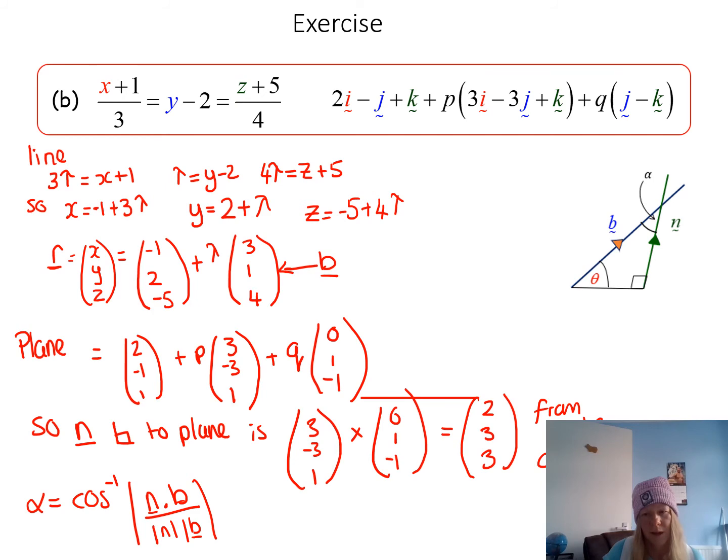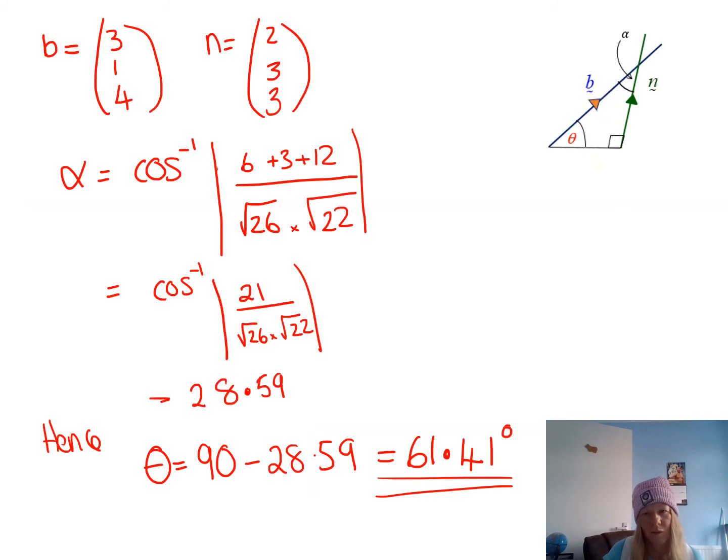And I think, am I adding the question, or is it more of the answer? There's more of the answer, yeah. So that's your B, that's your N. Do the business with N, gives you the alpha, and then you take it away from 90 to get the theta, which was the angle between the line and the plane. Hope you managed. Okay, that's that finished. So that's that aim done.